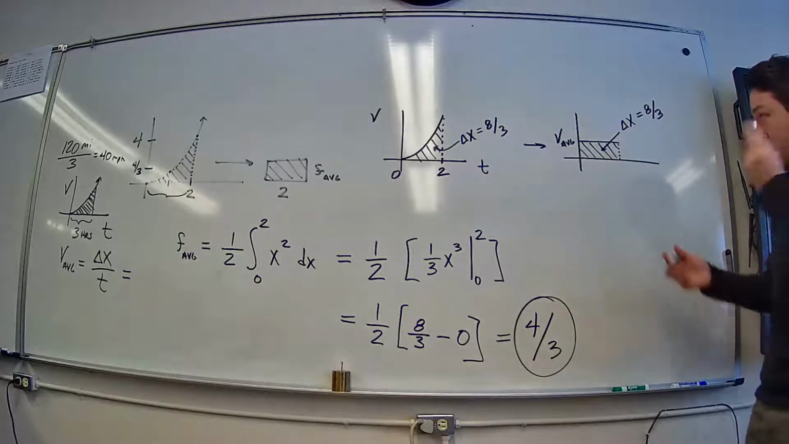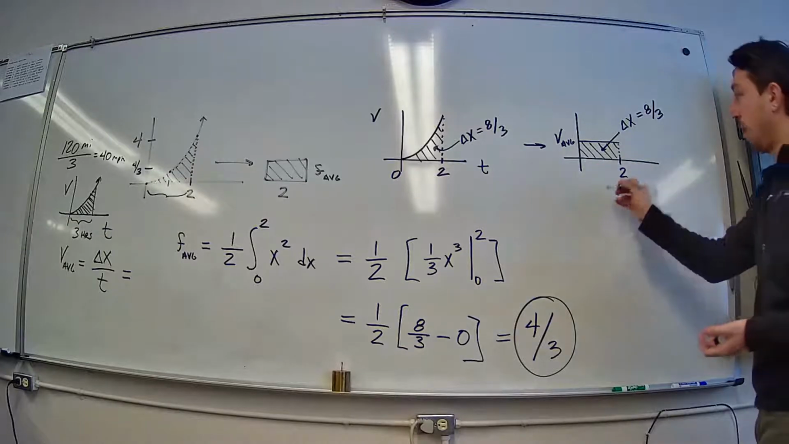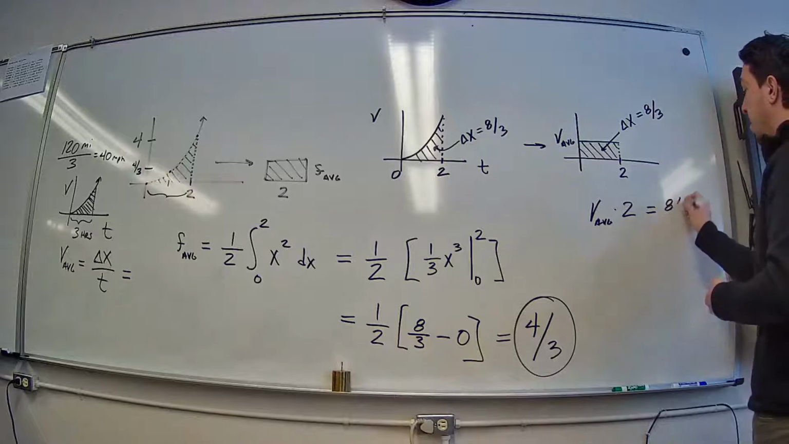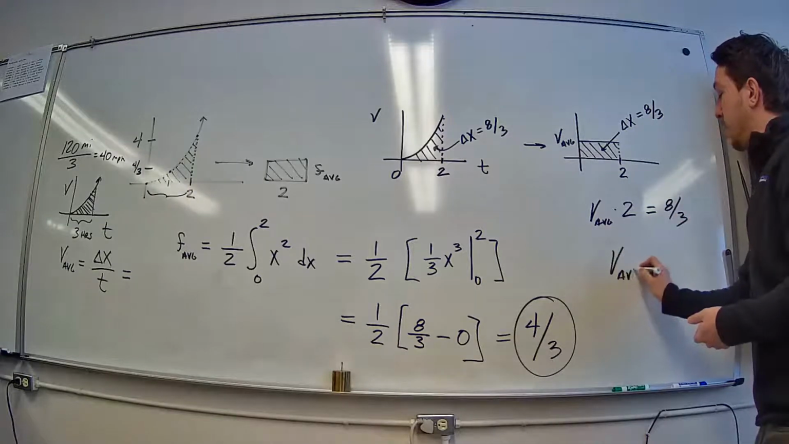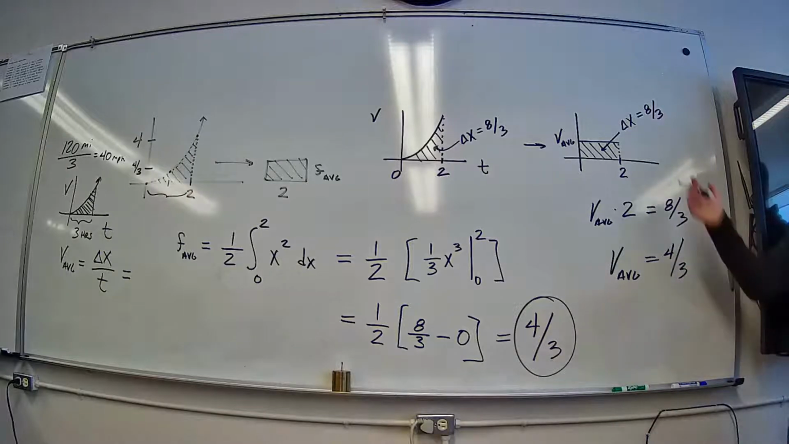So the way you calculate that is you go, well, okay, this was 2 seconds, right? So I'd say V average times 2 has to equal 8/3. And there's our answer. 4/3. So does the rectangle thing make sense?